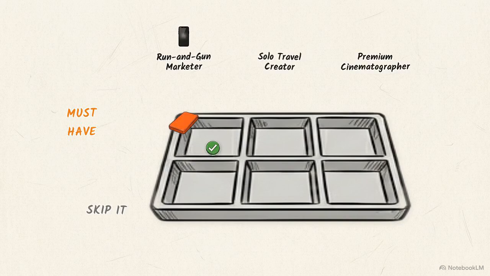A run-and-gun marketer whose audience watches silently on mobile must have text overlays, but should skip three-point lighting. This path trades cinematic depth for faster turnaround and higher retention on social platforms.